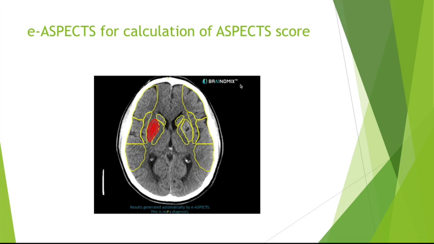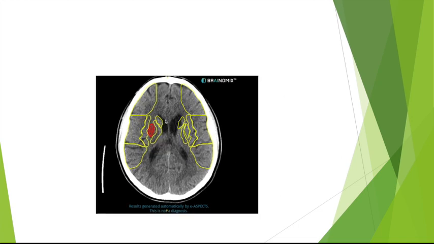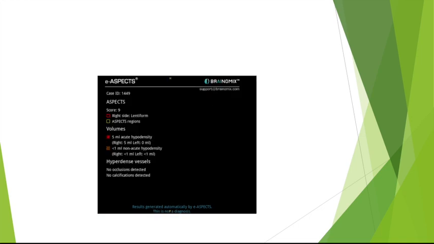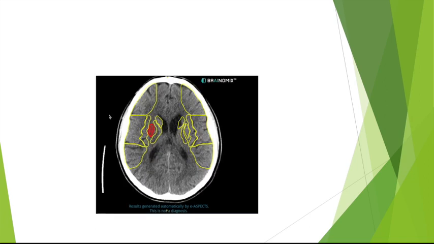As you can see over here, Brainomix has already identified that the putamen on the right side is affected, and therefore the ASPECT score is 9 out of 10. It has identified the area that has been involved by acute stroke. This is what the report of the Brainomix software looks like. It tells us that the total ASPECT score is 9 because the right lentiform nucleus is involved, and the area of the brain that is involved is represented by this red color.